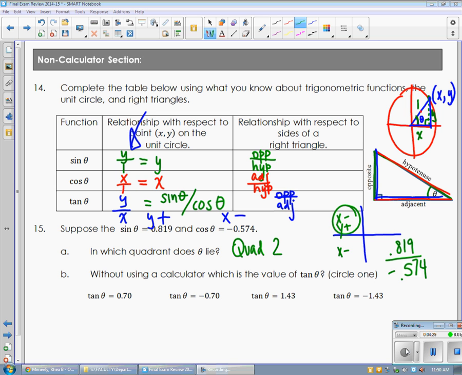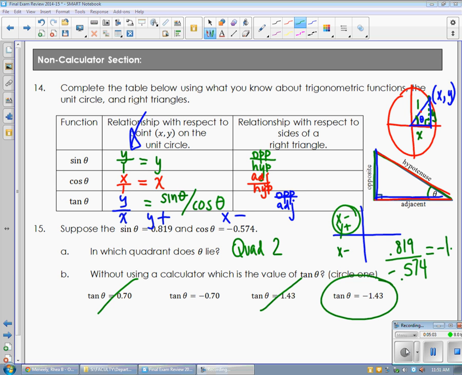It doesn't matter that you don't have a calculator. You have 4 different options. First of all, I'm dividing a positive number by a negative number, so I know my answer has to be negative. That eliminates this and this. Now let's take a look at the numbers. 0.81 is larger than 0.57, so I know that when I'm dividing, I'm going to have a number that's bigger than 1. And there's only one option, and that is going to be the tangent of theta is equal to negative 1.43.